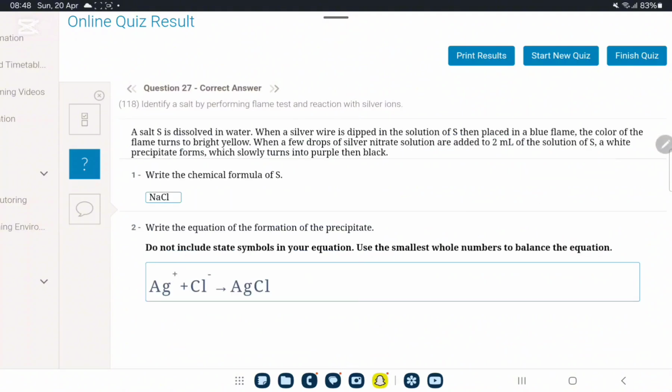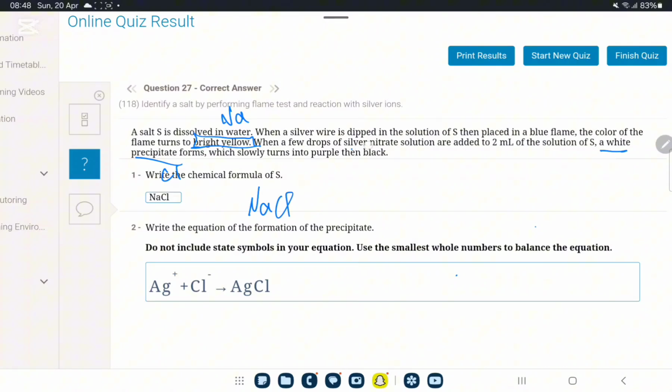A salt S is dissolved in water. When a silver wire is dipped into the solution of S, then placed in a blue flame, the color of the flame turns bright yellow. Bright yellow, the flame is yellow, flame test, so it's Na sodium. And when a few drops of silver nitrate solution are added to 2 milliliters of solution S, a white precipitate forms. White precipitate means Cl. So write the chemical formula of S. It's NaCl. And write the equation of the formation of the precipitate.